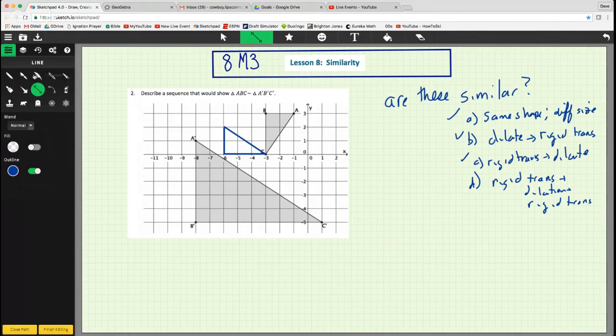And all we've done, again, is take this triangle here and drop it down. Okay? So that's the same size triangle, same shape. What have we done? We have rotated it.